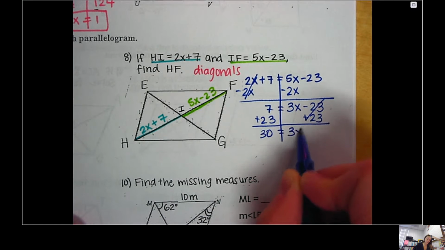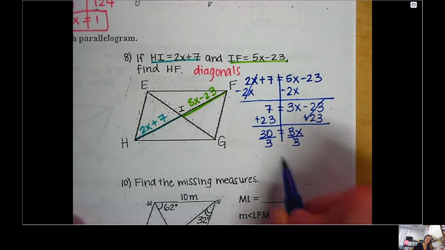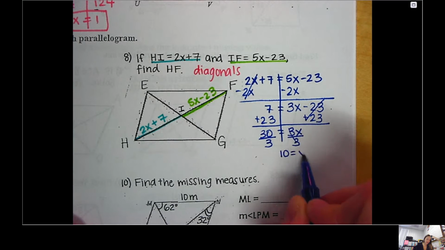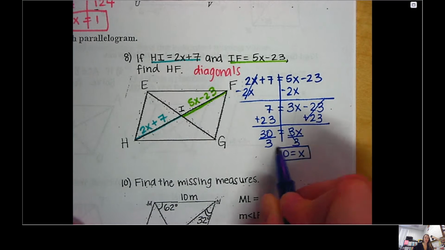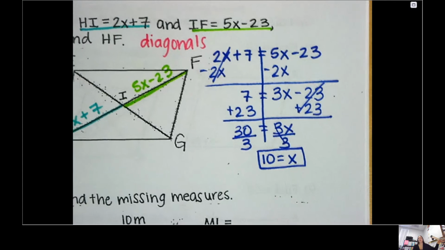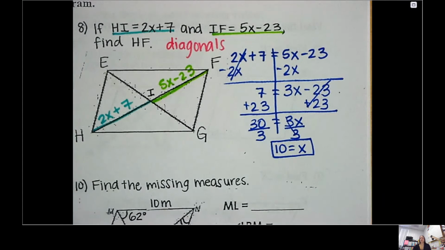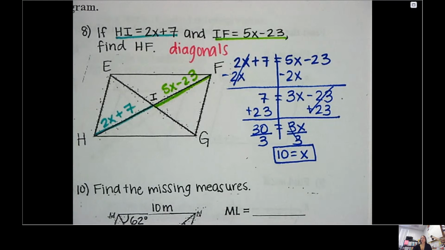Oh my gosh. Okay, that was a lot of work. Now, got a little bit of algebra happening. I got x equals 10. So I got all my constants to one side, all my x's to the other. Am I finished with the problem? No, why not?